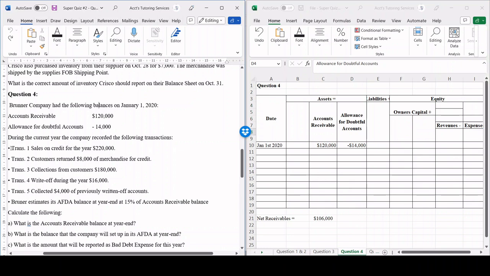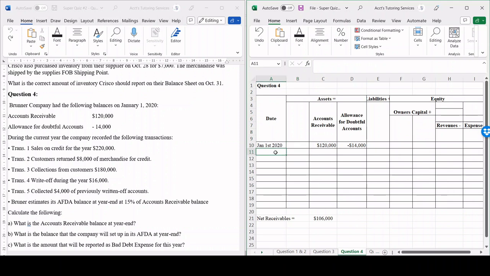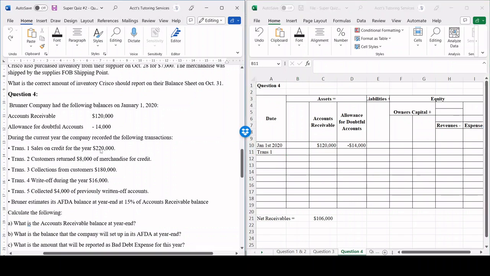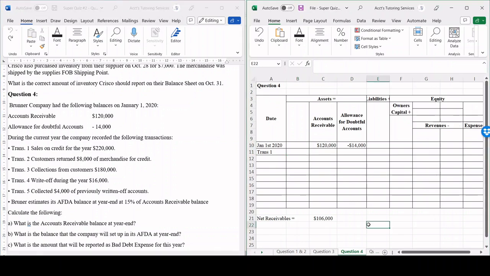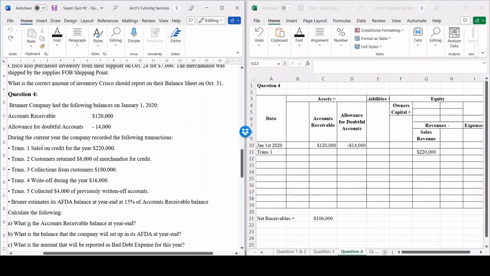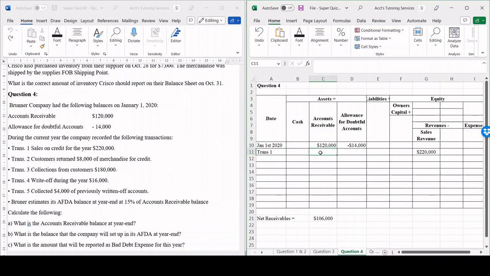Now we have a bunch of transactions. Let's update these transactions in this chart over here. So transaction number 1, sales on credit for the year were $220,000. So in this situation, we're going to set up a revenue account called sales revenue. And we're going to increase our sales revenue by $220,000. As this is on credit, we're not receiving cash for them. So we're going to increase our accounts receivable by that exact same amount.